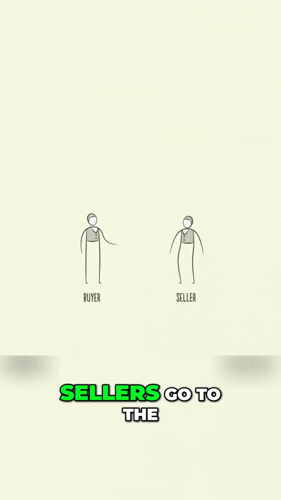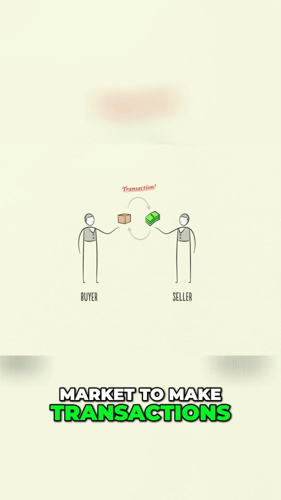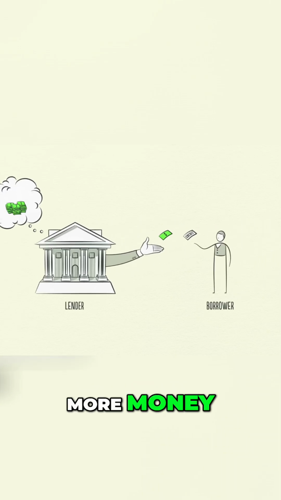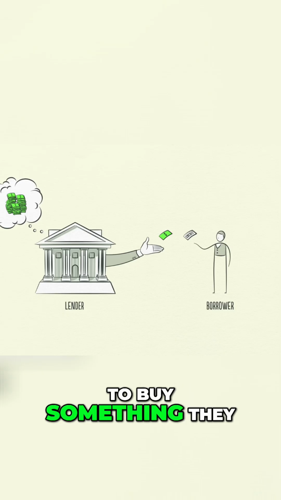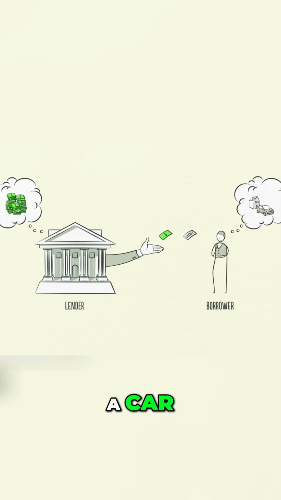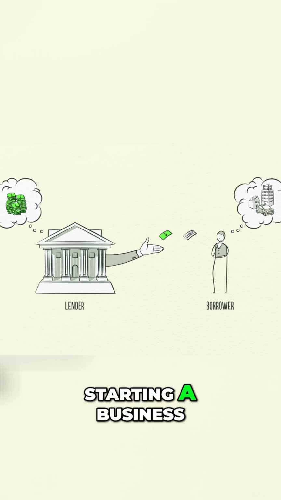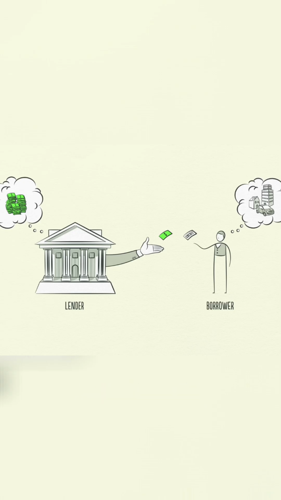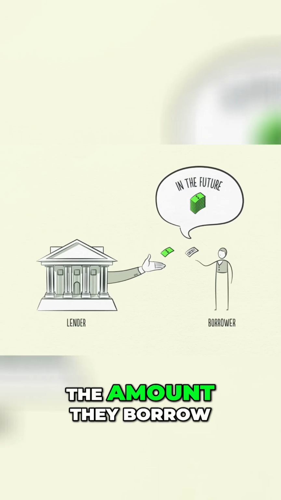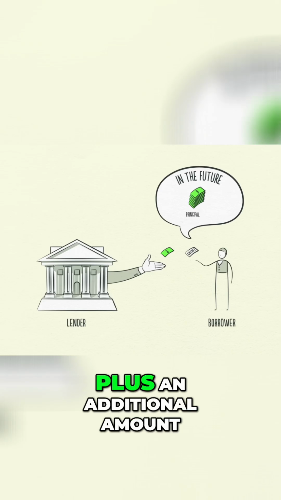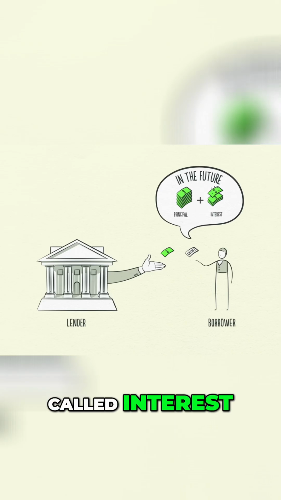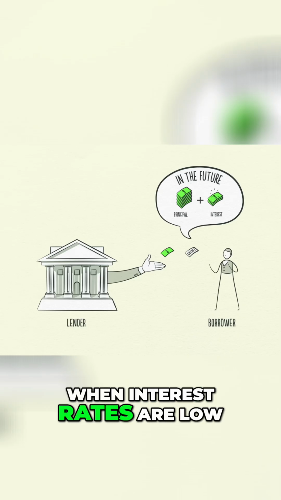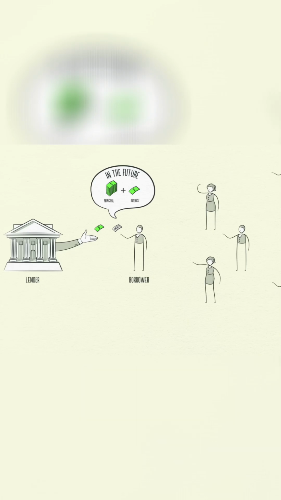Just like buyers and sellers go to the market to make transactions, so do lenders and borrowers. Lenders usually want to make their money into more money, and borrowers usually want to buy something they can't afford, like a house or a car, or they want to invest in something like starting a business. Credit can help both lenders and borrowers get what they want. Borrowers promise to repay the amount they borrow, called principal, plus an additional amount called interest. When interest rates are high, there is less borrowing because it's expensive. When interest rates are low, borrowing increases because it's cheaper.